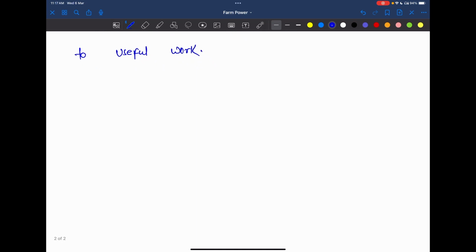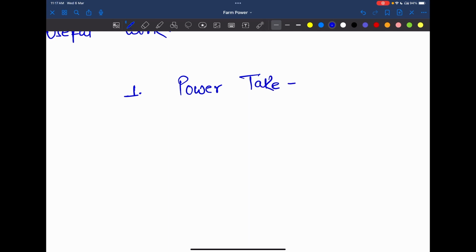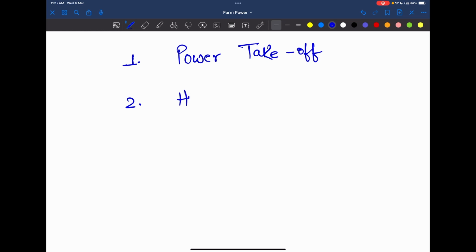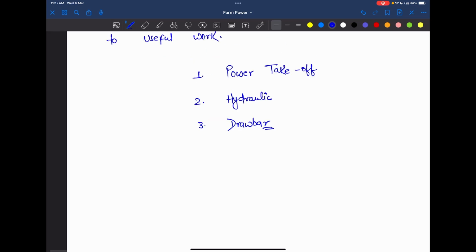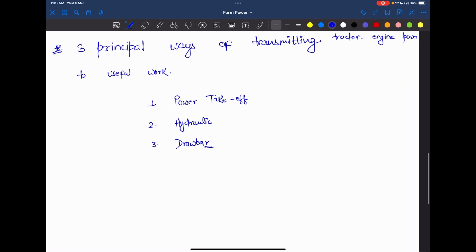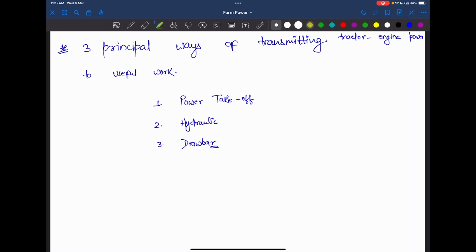Of all those three, the first one is power takeoff. The second is hydraulic. The third one is drawbar. So these three are the principal ways.